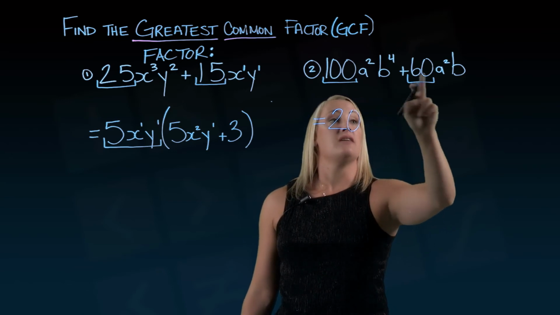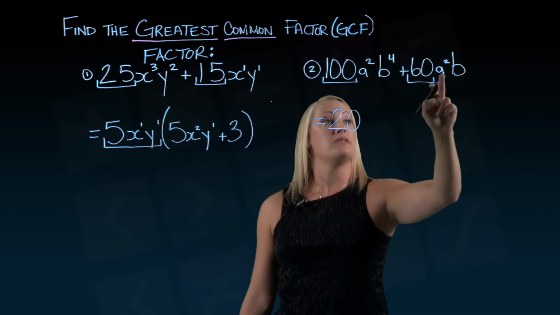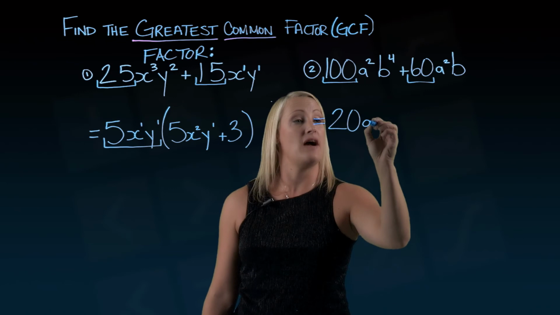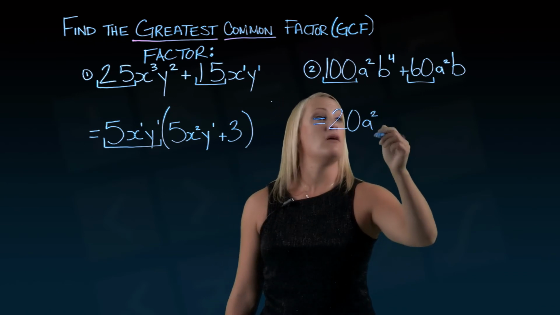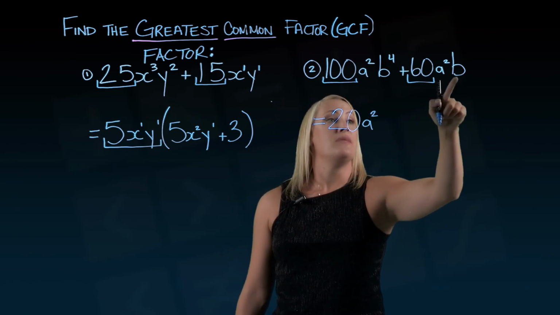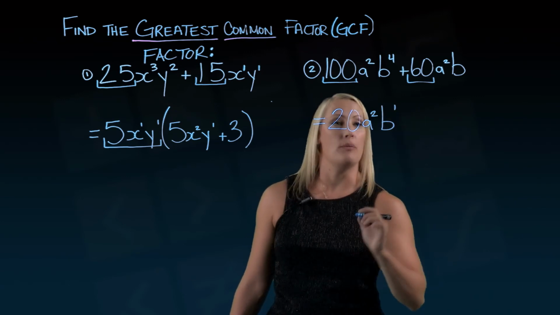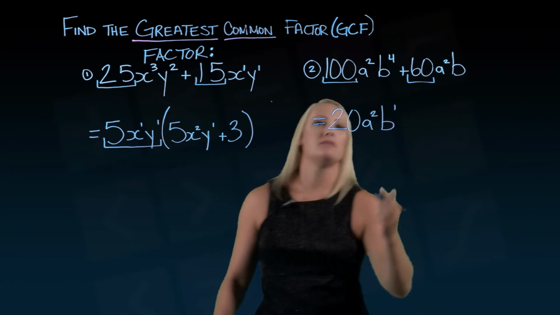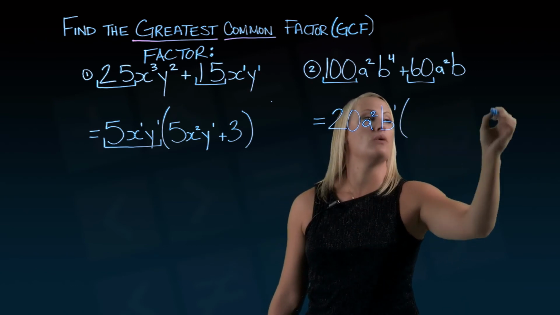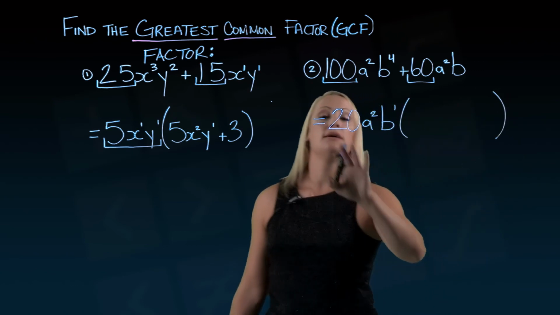Now we're going to look at the a's. This guy has 2 a's, and so does that guy. So our common factor can have 2 a's as well. 4 b's and only 1 b. So it looks like they only have 1 b in common. Again, you can put the 1 there or not. It's up to you. Now let's figure out what goes in our end bracket here.